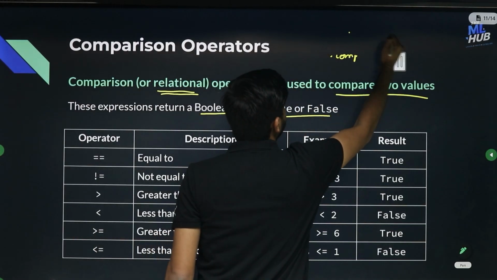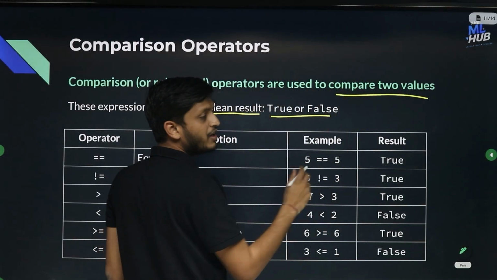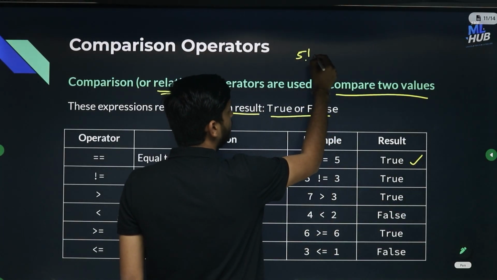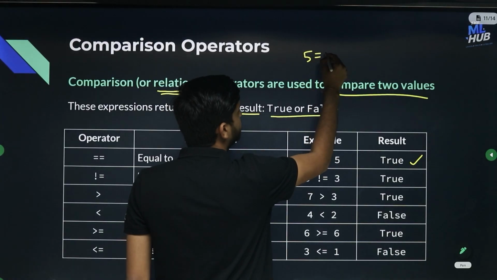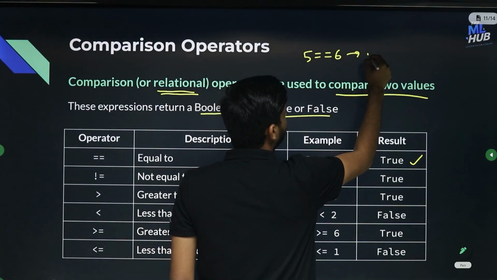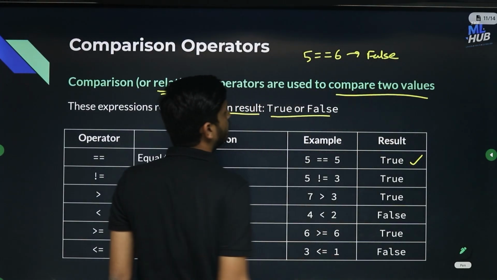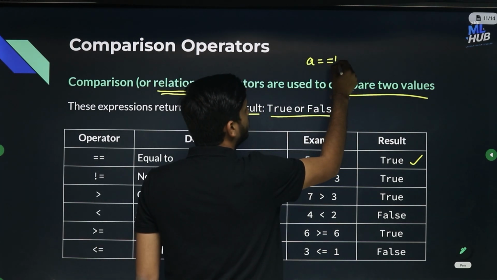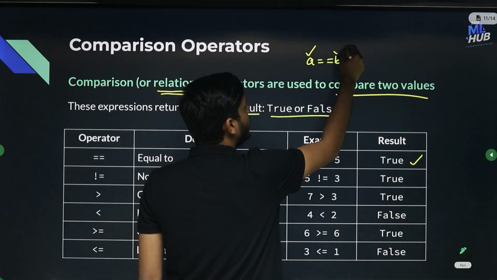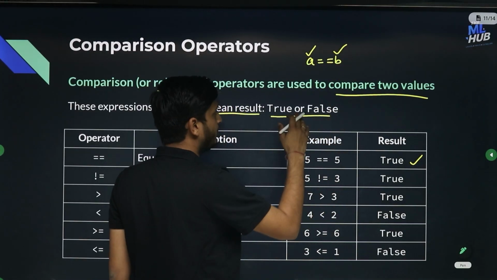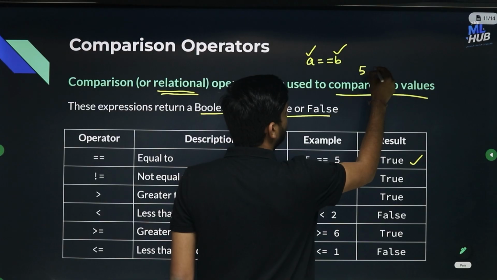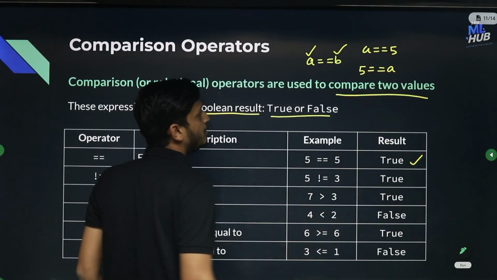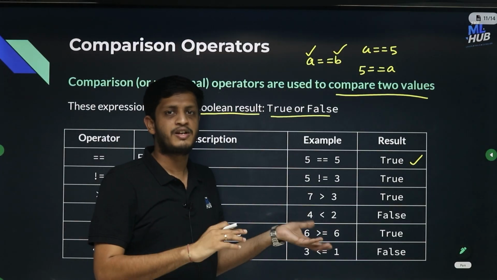If I write 5 equal to 5, 5 and 5 are equal, so the answer will be true. If I write 5 equal to 6, then the output will be false. These can be used on variables as well. I can write A equal to B, and here we will check whether the values of A and B are equal or not. On variables or constants you can write 5 equal to A, or A equal to 5, anything like that. Both the operands can be constants, variables, anything.